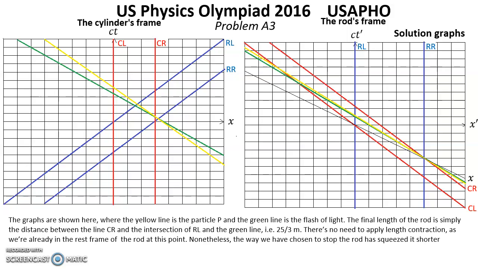i.e. 25/3 meters. There is no need to apply length contraction as we are already in the rest frame of the rod at this point. Nonetheless, the way we have chosen to stop the rod has squeezed it shorter. That was the solution for problem 3.